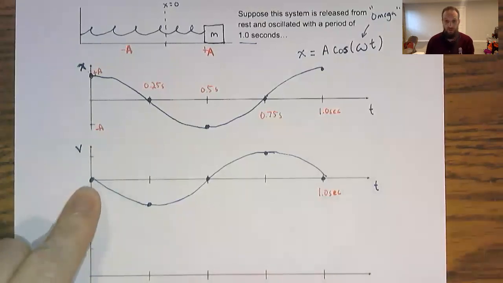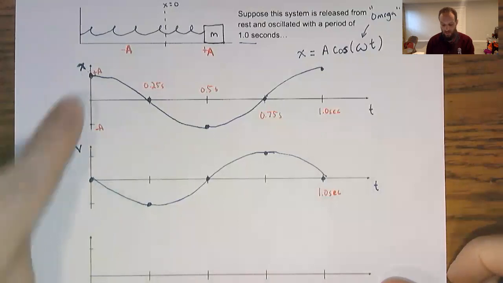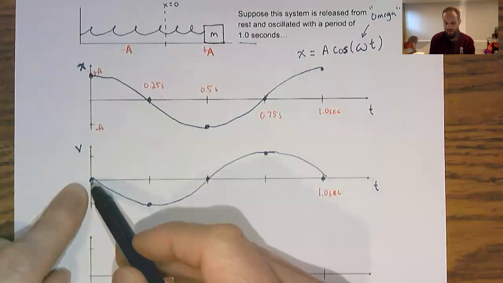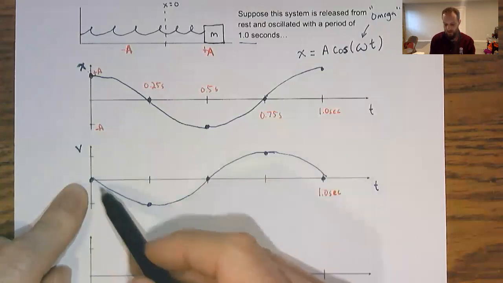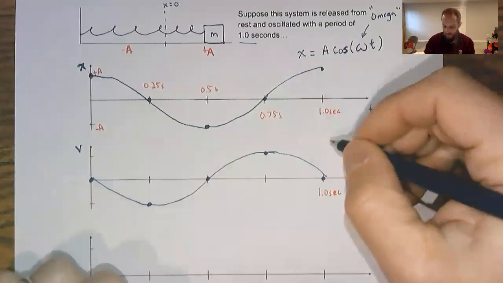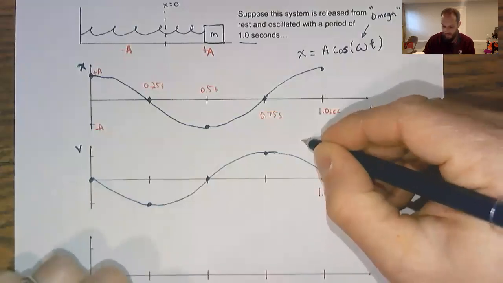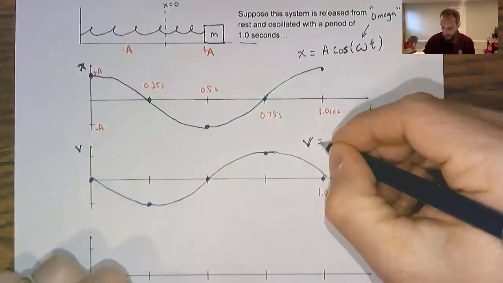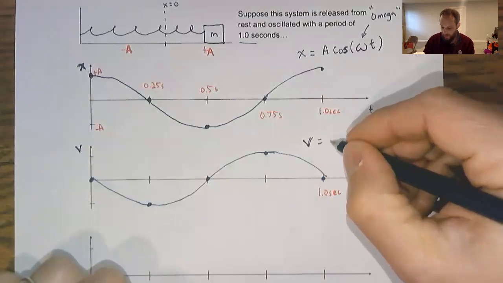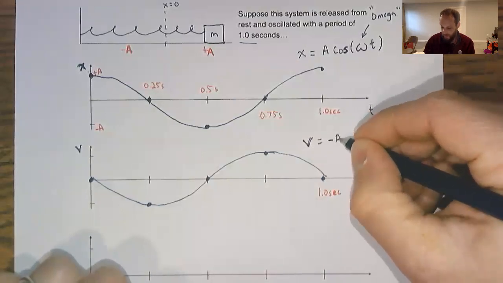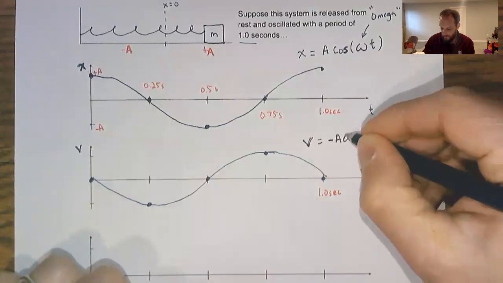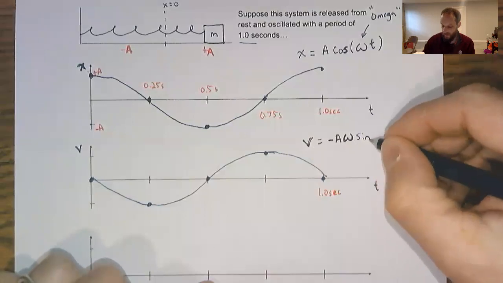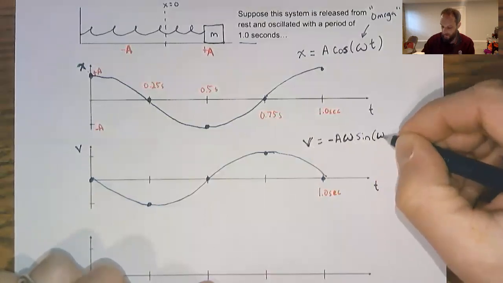So if you're familiar with your trig functions, the cosine function starts at amplitude. The sine function starts at 0. Now the sine function can either start at 0 and go up, which is a typical sine function, or in this case it goes the other way. So this is actually a negative sine function. So the equation for velocity is equal to, it has an amplitude as well, but it's a negative sine function. And again, I'm just doing an introductory level to this here. So I'm going to write this as the velocity is negative A omega sine omega t.